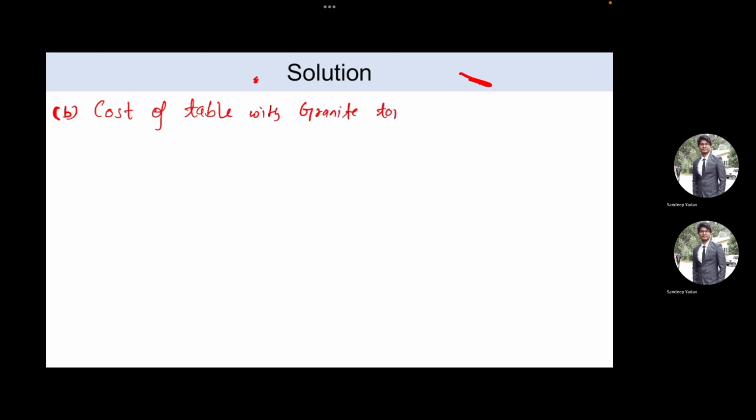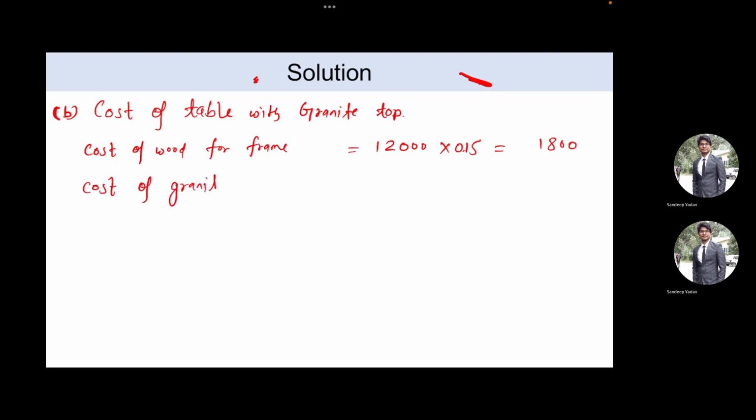granite top. Here similarly, the cost of wood for frame will be 12,000 into 0.5 or 15, that will be 1800 rupees. Cost of granite top, 800 into 1.62, that is 1296 rupees.